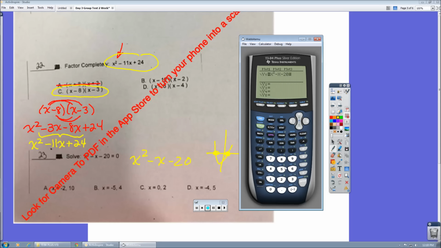Come on, you can do it. Go to graph and kind of do a visual inspection. See if you can see. Look over here off to the left. It crosses negative 4 and 1, 2, 3, 4, 5. It's at positive 5. Our answer is D.